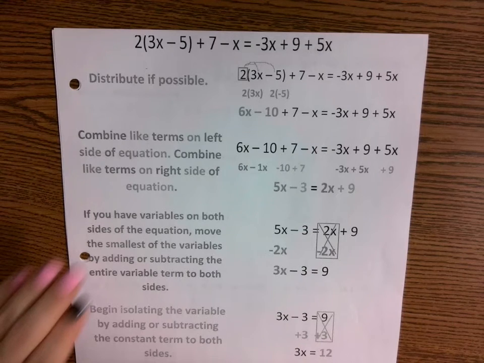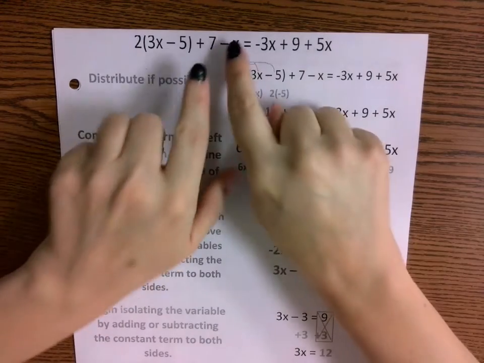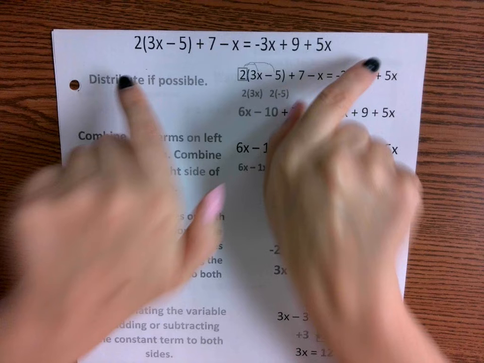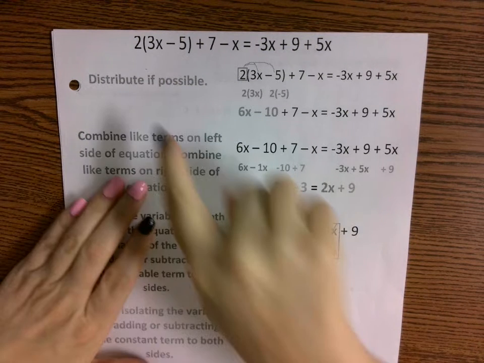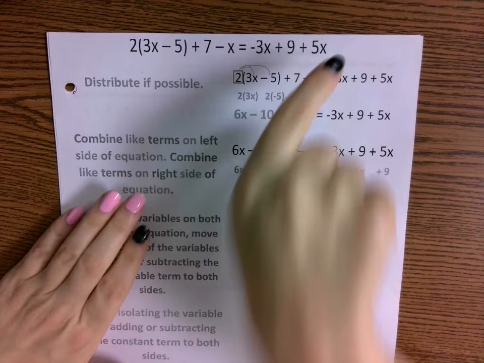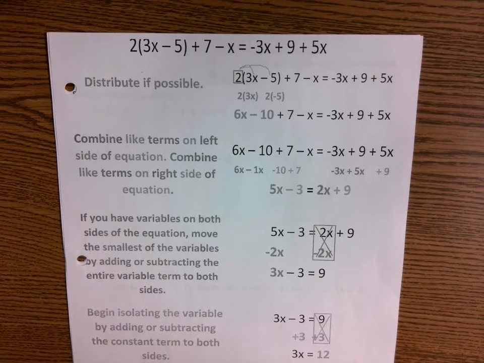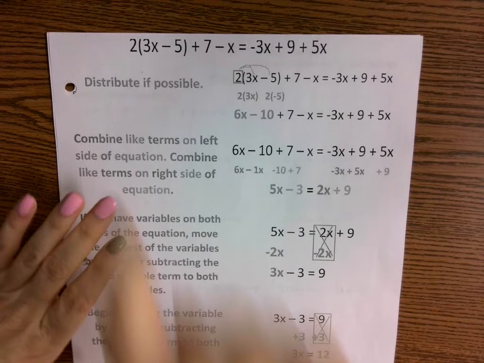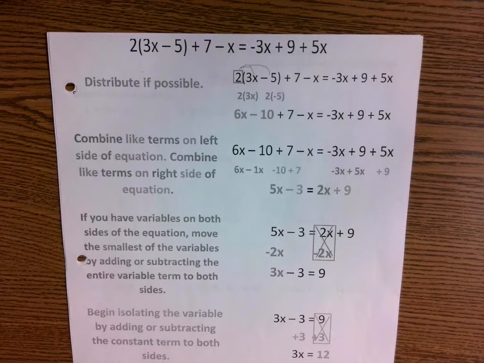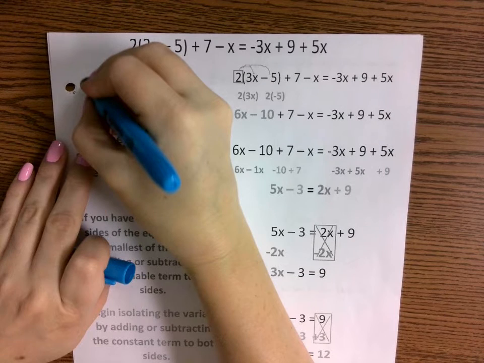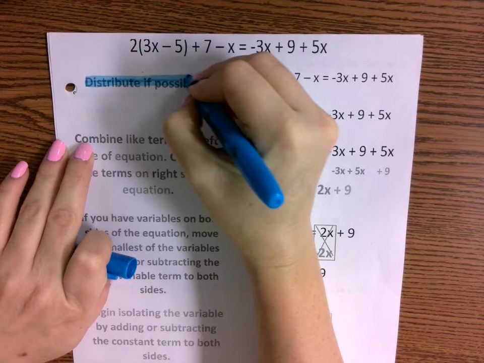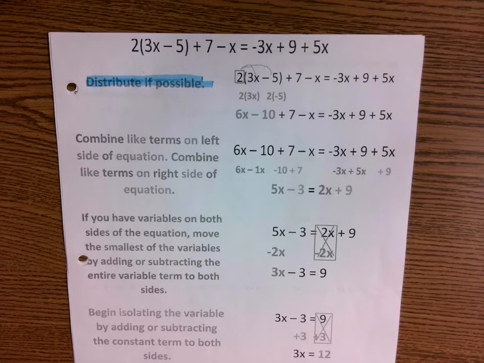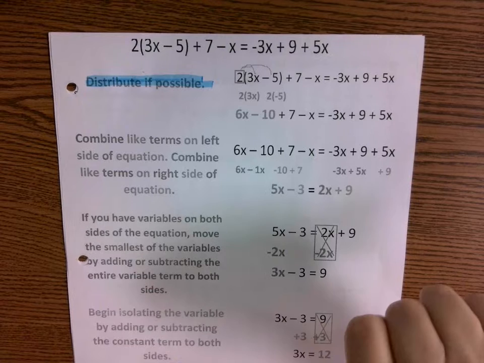This is a very extensive multi-step linear equation with variables on both sides, but I made it extensive so that you could see all the steps you would have to go through. So the very first step, your step one, is always to check to see if you can distribute. I want you to go ahead and highlight that in blue. You're going to distribute if possible. All of these things are going to be statements of if it's possible. If you can, that's what you're going to do. This is going to be your step number one.